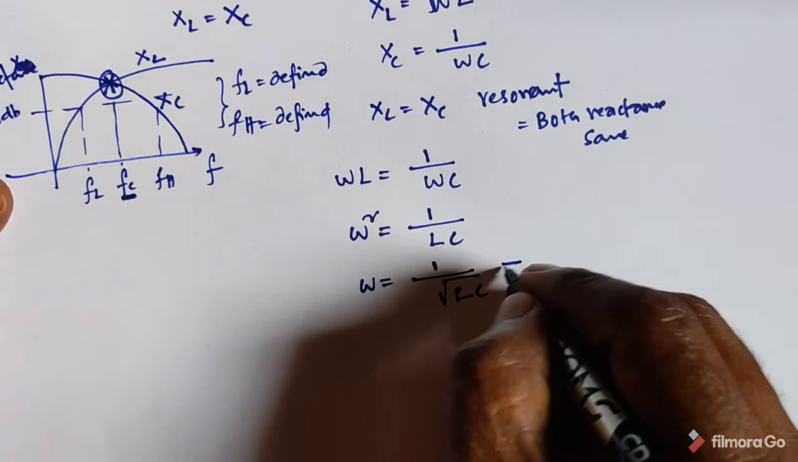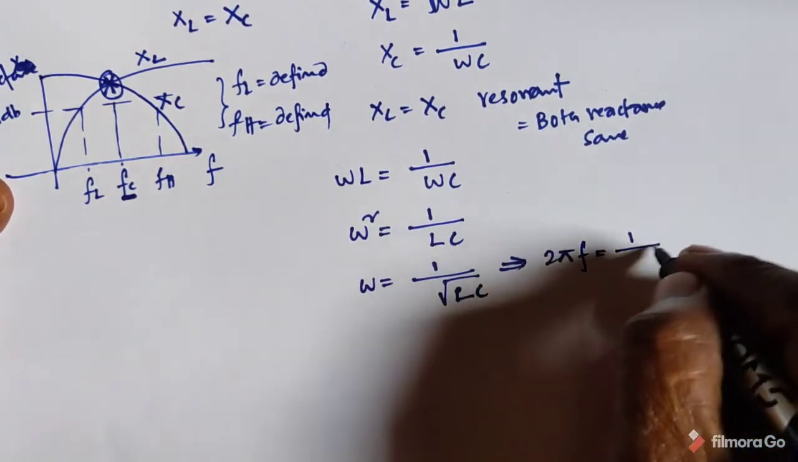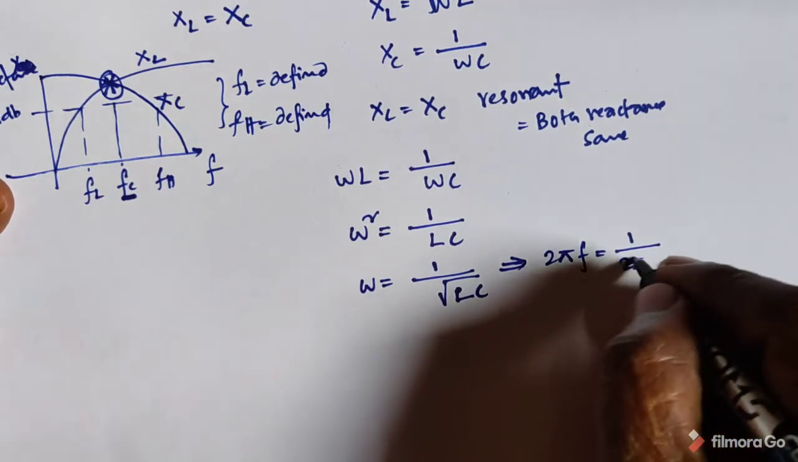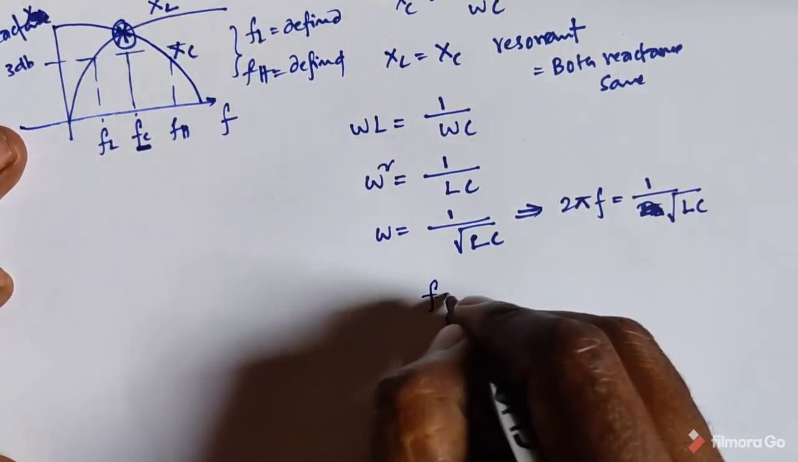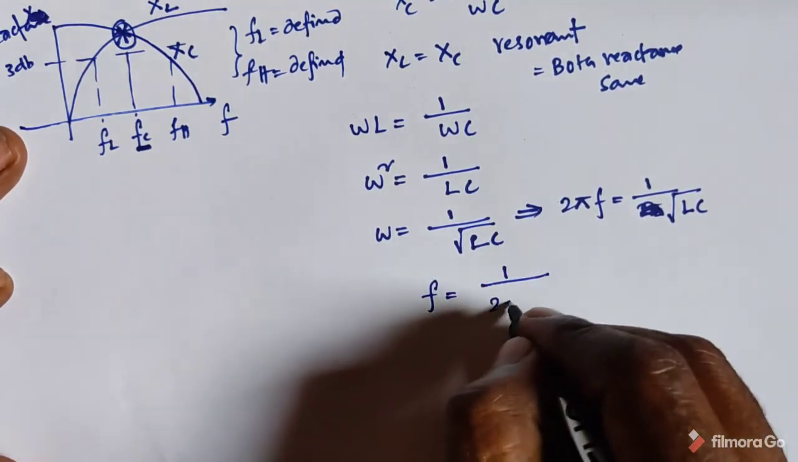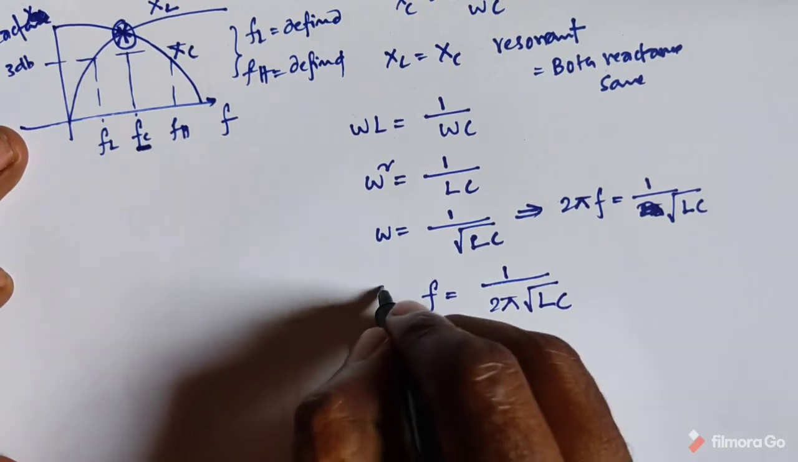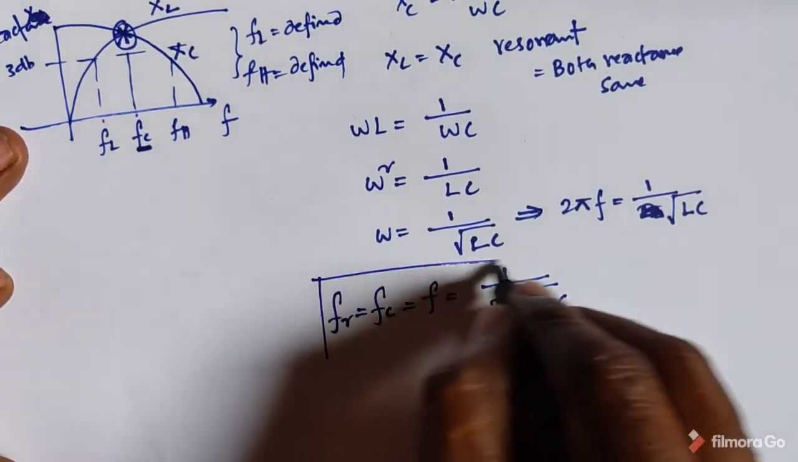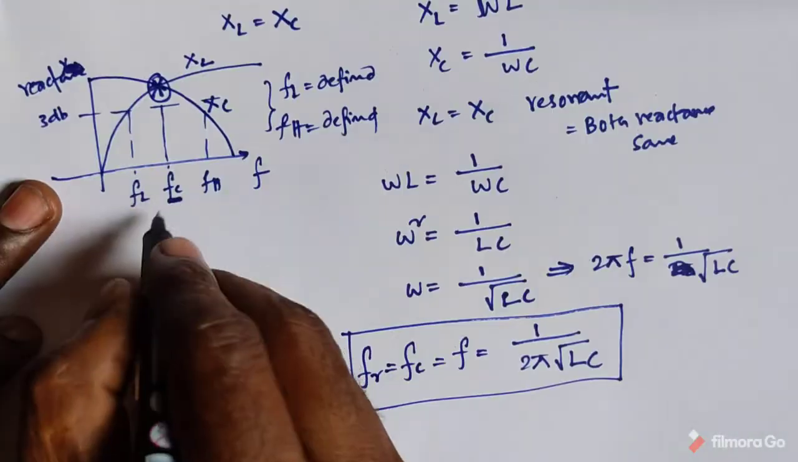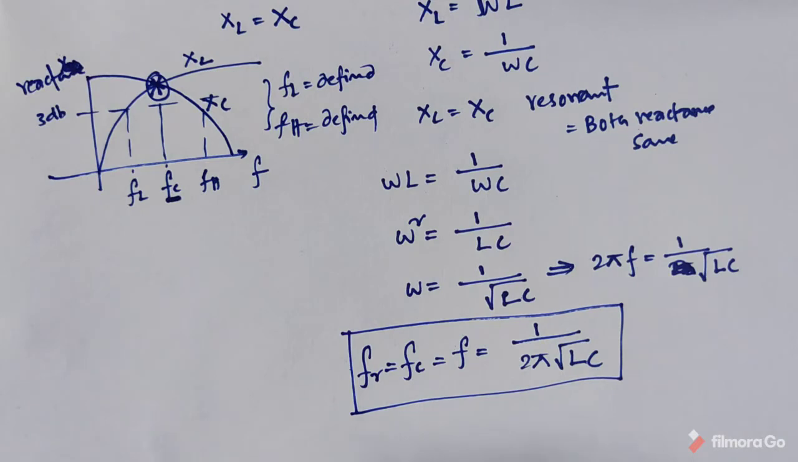Then you can calculate this. Omega is equal to 2 pi f. So that value is 1 by 2 pi root LC, where f is equal to, from this expression, 1 by 2 pi root LC. This frequency is also called the cutoff frequency or resonant frequency. Based on this condition, if both values FL is equal to FH, that is the actual resonant frequency.